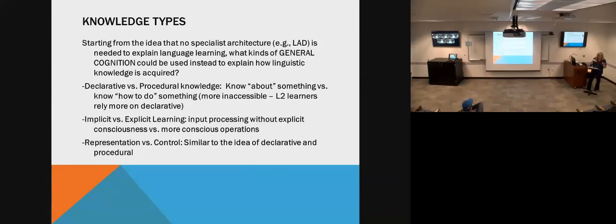And the third one they talk about, representation versus control. Again, it's the same idea. It's not exactly the same idea. They're all theoretically slightly different, but the main important thing that you need to remember is that this is a general psycholinguistic way of looking at how knowledge is organized in the brain, that applies to language in the same way that it applies to everything else.